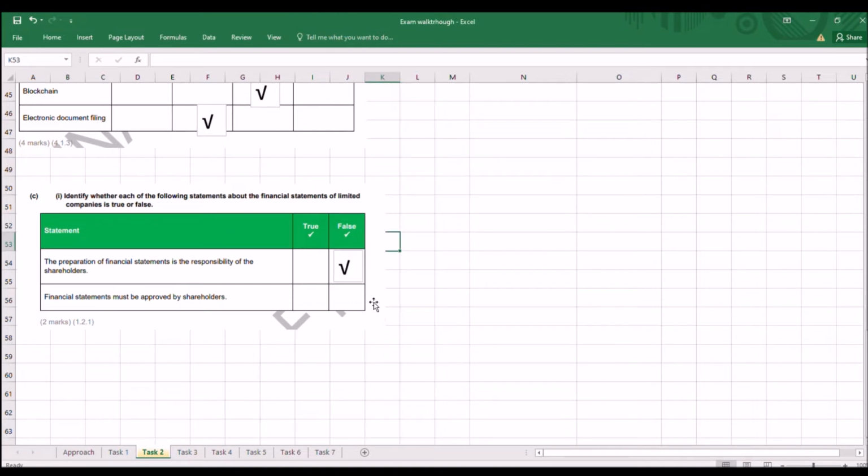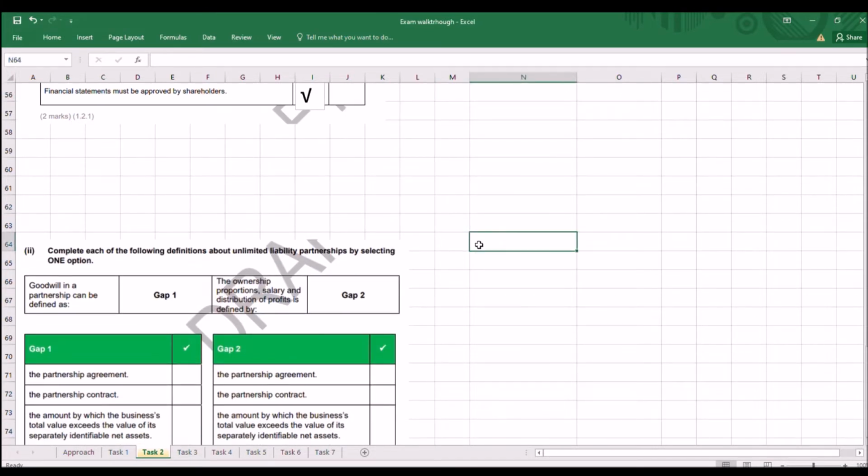And it's the chair and the CEO who sign off on the actual production of these statements, and the shareholders quite often are the owners as well. But that's not true. But the shareholders must approve them. So financial statements must be approved by shareholders. Yeah. So the chair and the CEO typically sign the statements, and the shareholders approve them at their annual general meeting. Okie dokie. Let's keep going.